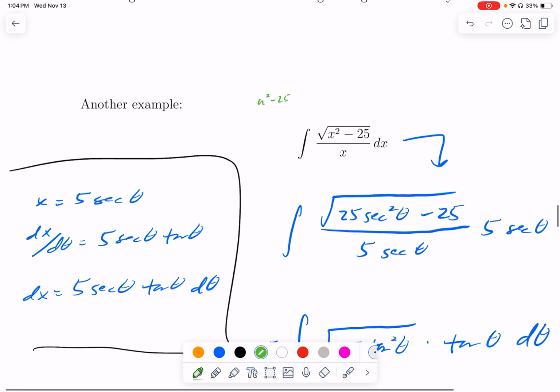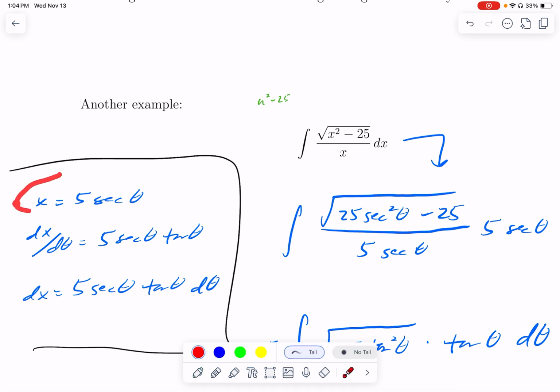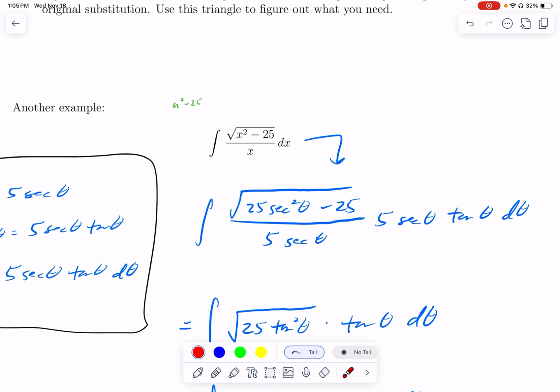So first thing I'm going to do is clearly write out the trig substitution I'm making, and I'm taking a derivative and getting an expression for dx. So I'm just going to substitute everything. When I substitute, x squared minus 25 is 25 secant squared minus 25, all under a radical. X in the denominator is now 5 secant theta, and dx is now 5 secant theta tangent theta d theta. So right off the bat, we notice that the 5 secant theta here cancels with that 5 secant theta.